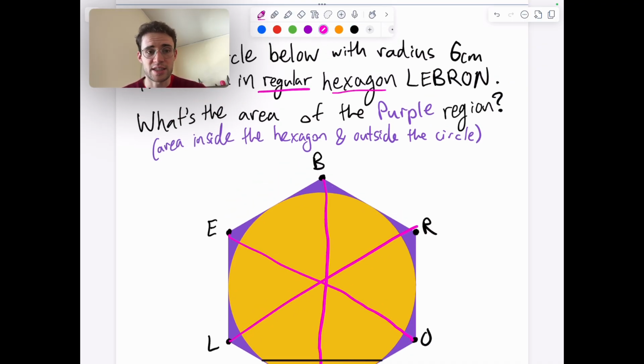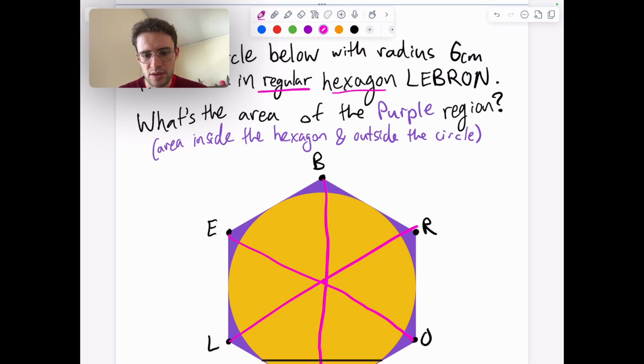Just for regular hexagons, it will be made up of 6 equilateral triangles. But we're going to ignore that, not use special right triangles. That's usually how I would solve a hexagon. But I'm going to show how you can solve this for any regular polygon, which would involve using trig. But in this case, these lengths are not 6 because the radius is 6.